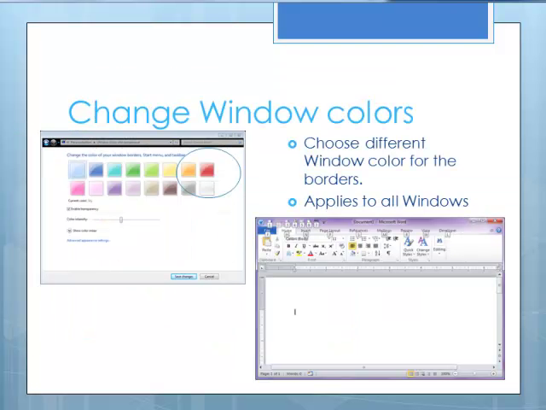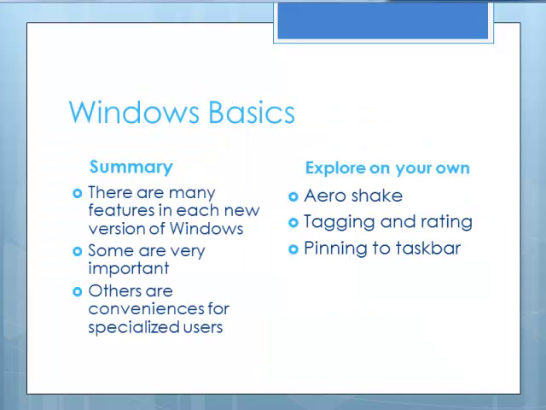Another thing you can do is to change the colors of the Windows borders. As you can see in this sample, it's a Word document with no information in it, but I have changed the borders in that example to purple. But you can see the color palette on the left of the different choices you can have. So those are some of the ways you can personalize.